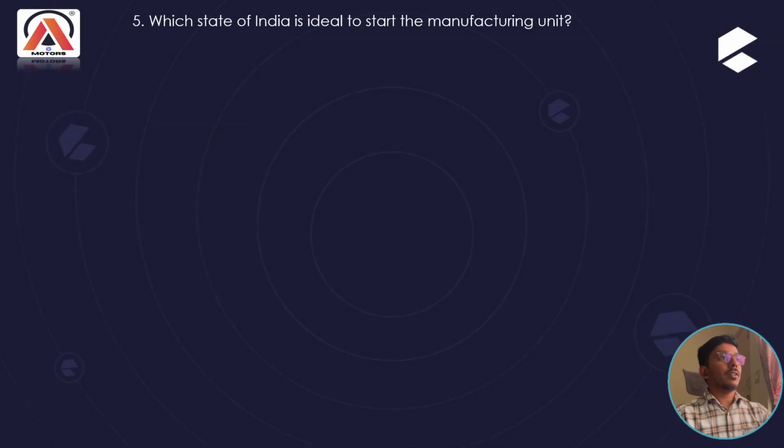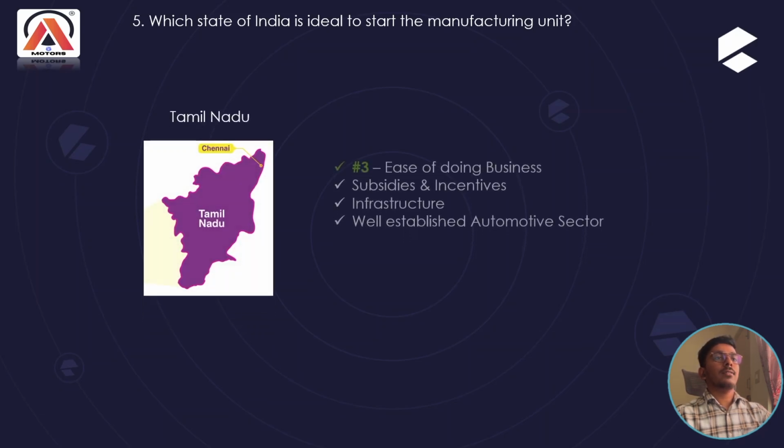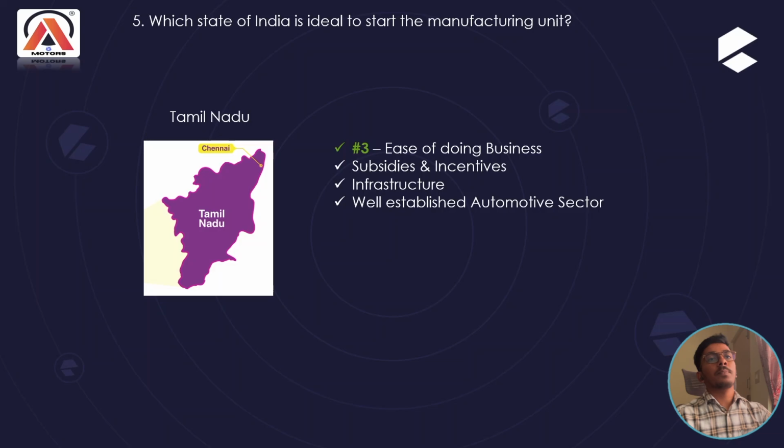Which state of India is ideal to start the manufacturing unit? My preference would be Tamil Nadu because it ranks 3 in ease of doing business, which is indicating low political pressures and favorable tax policies. The subsidies and incentives are more on the supply side, which will directly benefit Atlic Motors if they start a manufacturing unit.